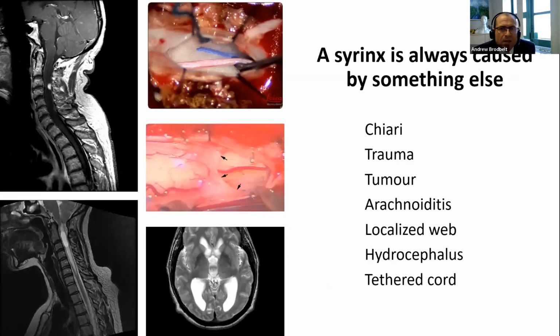A syrinx is the spinal cord's response to a change in spinal fluid dynamics. As such, I agree completely with Professor Thompson. There is no such thing as an idiopathic syrinx. Every syrinx is caused by something, although it may be hard to find. The commonest causes relate to an associated Chiari malformation, trauma, tumors, or some form of arachnoiditic process.